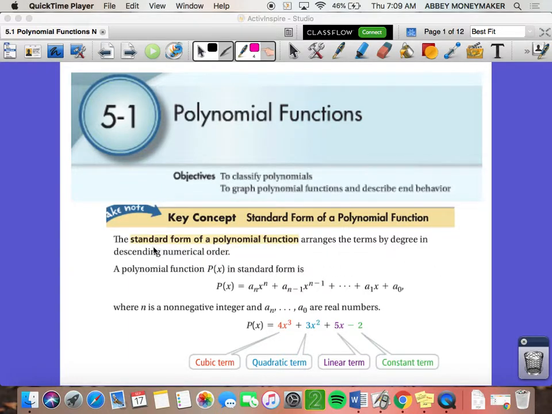So right here in the highlighted text, it says the standard form of a polynomial function arranges the terms by degree in descending numerical order. Again, the easiest way to say that is it goes from the highest powered term to the lowest powered term. So for example, down here at the bottom, you can see we have 4x cubed plus 3x squared plus 5x and then minus 2. This descends by the powers.